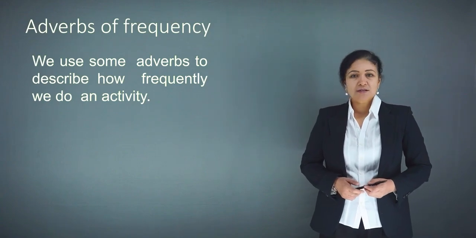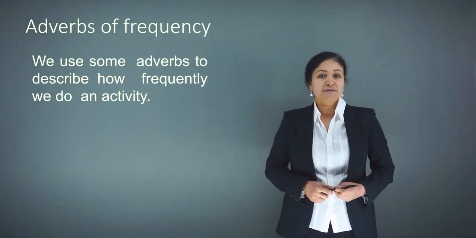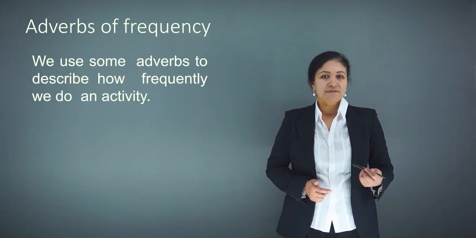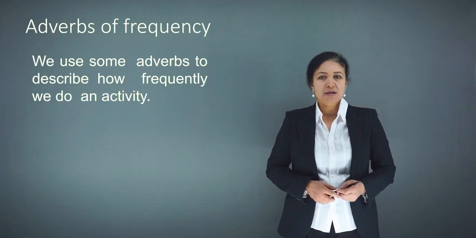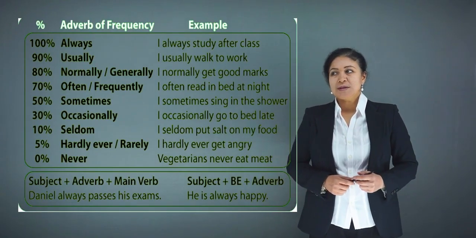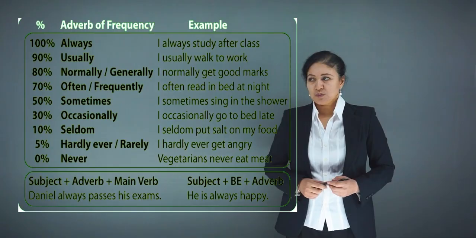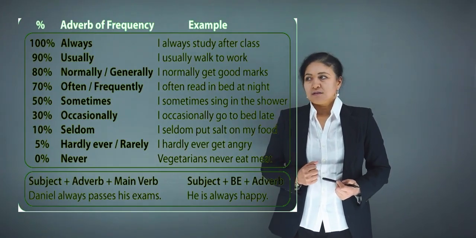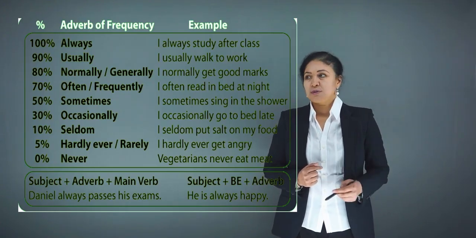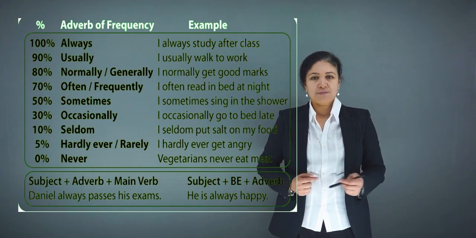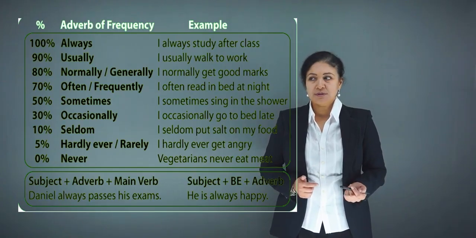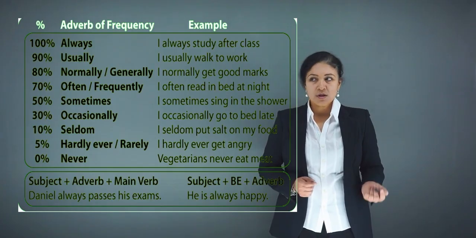So, today's grammar we are going to talk about adverbs of frequency. So, what are they? We use some adverbs to describe how frequently we do an activity. So, they are as follows. So you may see in this table, always. It happens very quickly, 100%, almost every day. For example, I always study after class. Next, usually, 90% happenings. For example, I usually walk to work.